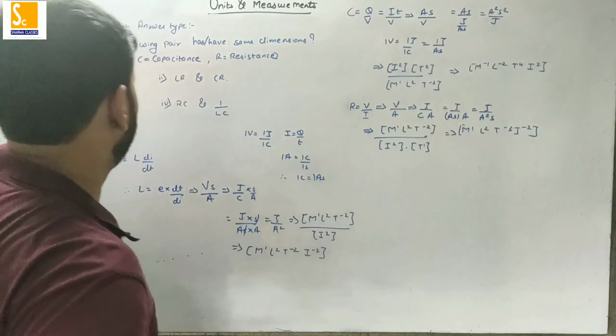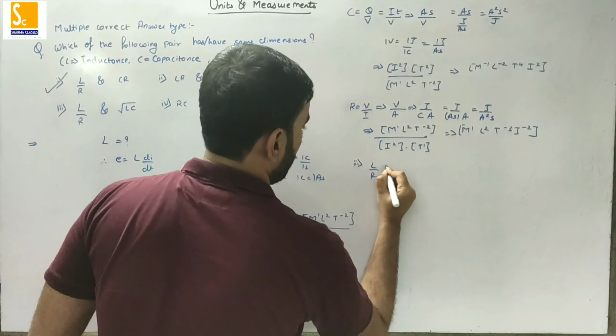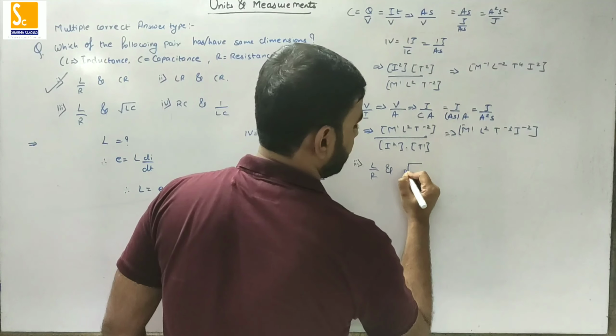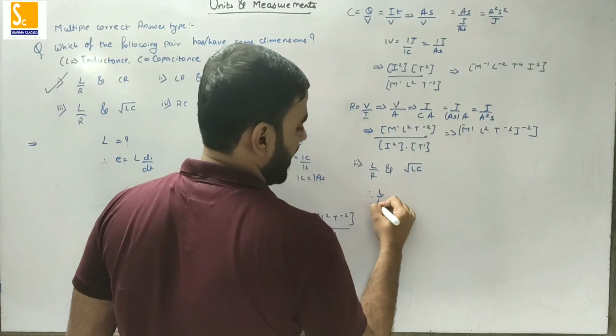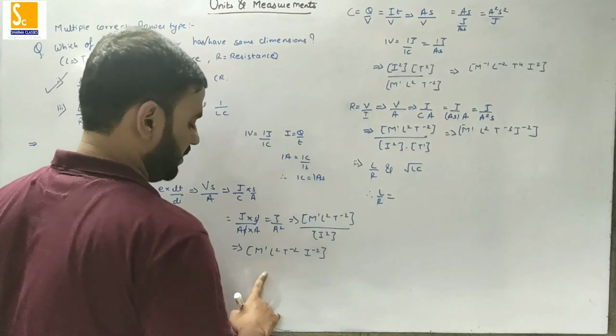We'll check for the third one. The third one is L by R and root of LC. Okay. सबसे पहले L by R के लिए चेक करेंगे. ठीक है. L is nothing but this part.